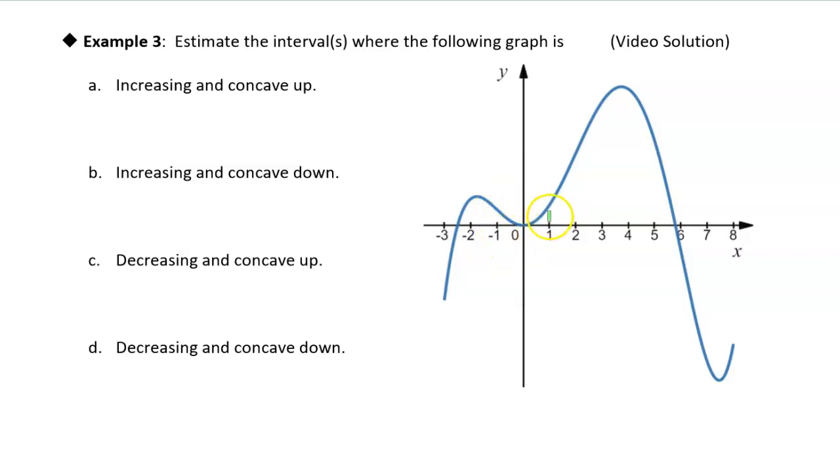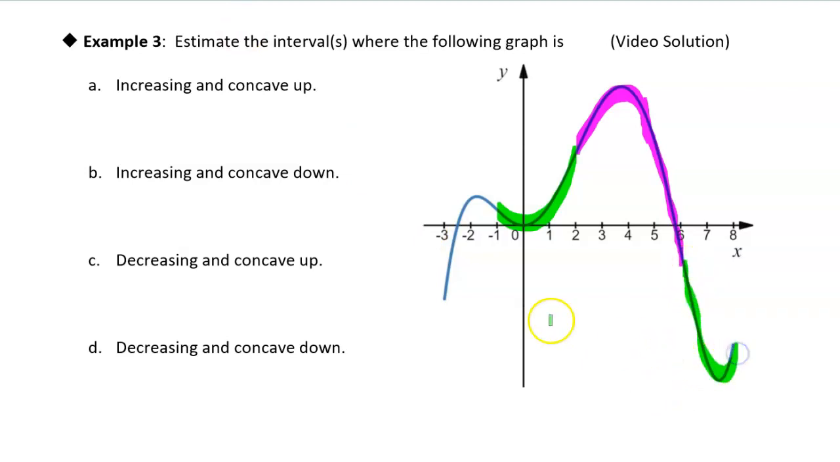So concave up looks like a U, right? It kind of looks like from here to about there it's concave up. And then we switch from that to concave down, from there to about there. We're just going to estimate, right? And then it looks like we go to concave up again. So this portion of the graph looks like it's concave up.